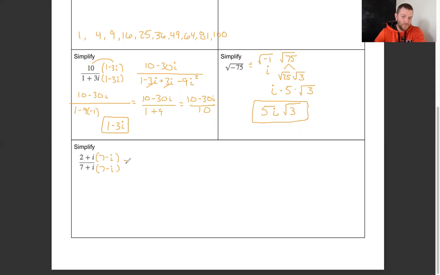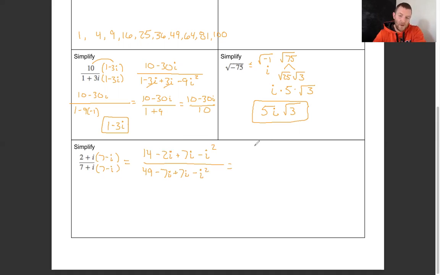And we just FOIL. 2 times 7 is 14. 2 times negative i is negative 2i. i times 7 is 7i. i times negative i is negative i squared. Do the bottom. 7 times 7 is 49. 7 times negative i is negative 7i. i times 7 is plus 7i. i times i is negative i squared.